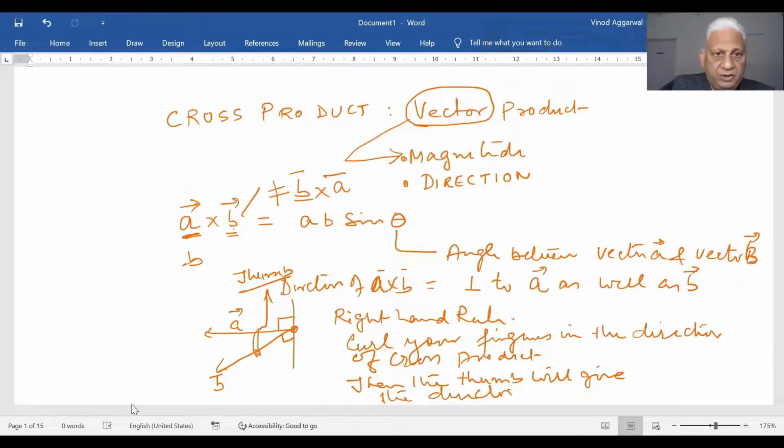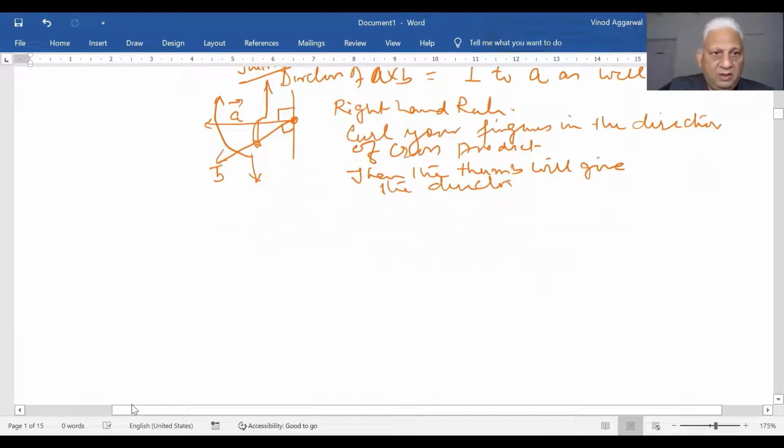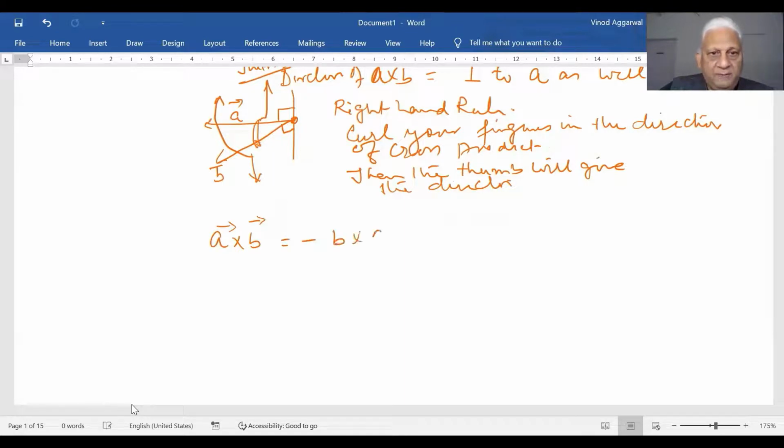If it were B cross A, your fingers would be crossing this way, and your thumb will go downwards. That is why A cross B is not the same as B cross A. In fact, A cross B, if you want to reverse the direction, is negative of B cross A. As we saw here, when we change the direction, our thumb direction became negative, like this.